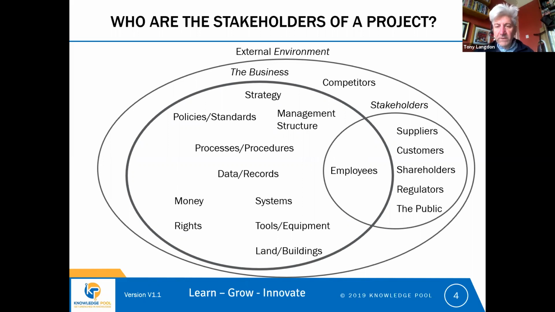And you can see on this diagram the different categories of stakeholders that we might have. So inside the business, there would be employees. Outside of the business, there would be suppliers, customers, shareholders of the business, regulators, and the public. These are all people who might be affected by a particular project. So this is who the stakeholders might be.